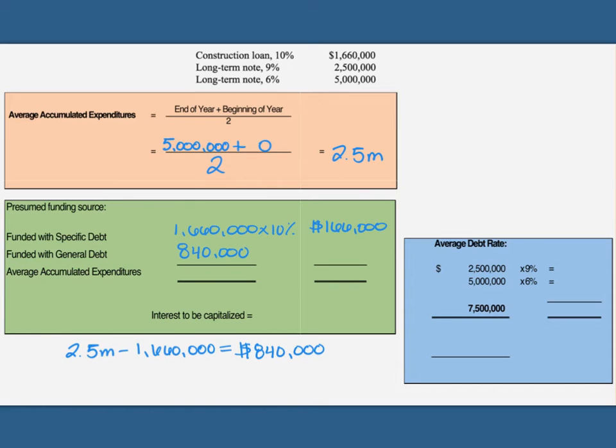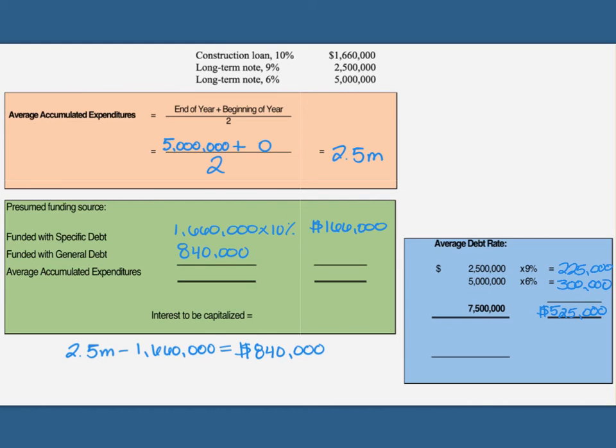Now the only problem is we don't know what interest rate we need to use because this is general debt, so we don't know which long-term note was used to cover this $840,000. So we need to find the average debt rate between these 2 general debt loans. So to do that, we take our interest total at 9% and 6% with the separate amounts. So at $2.5 million times 9%, that's going to give us $225,000 of interest. $5 million at 6% is going to give us $300,000. And that total is $525,000 in interest between the 2.